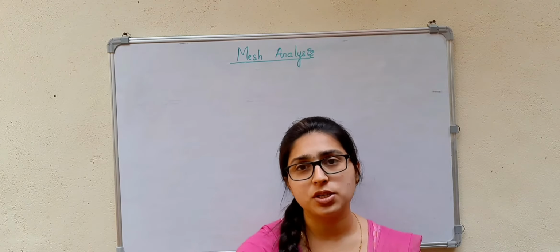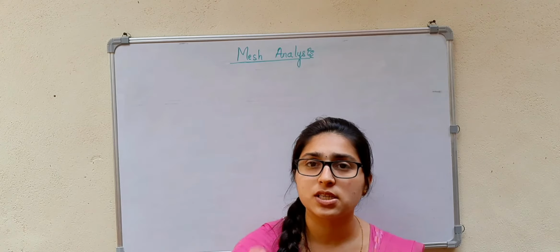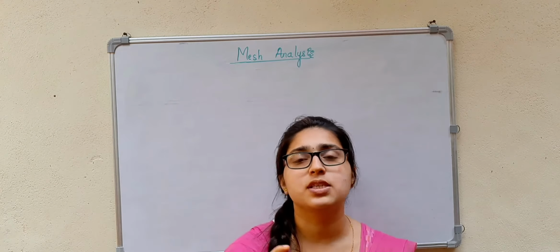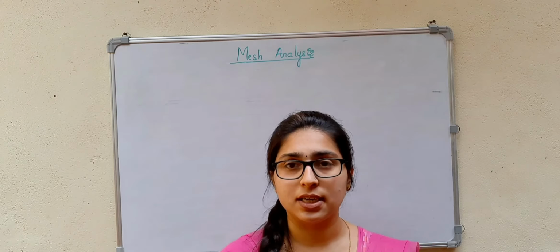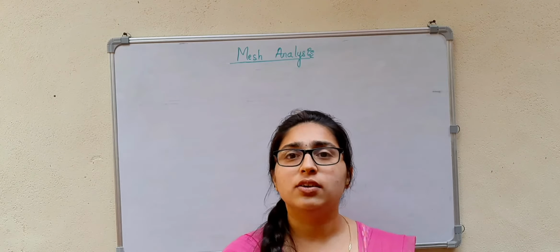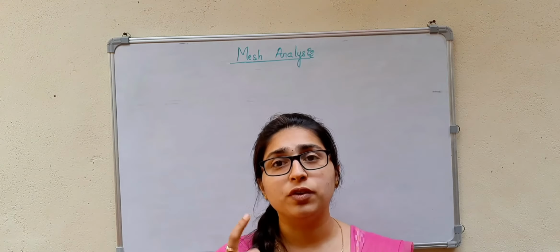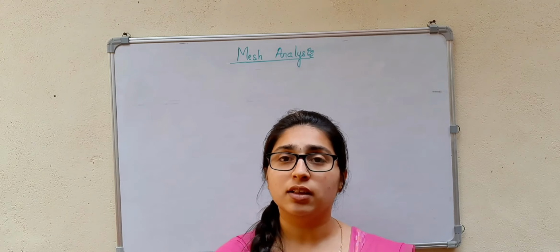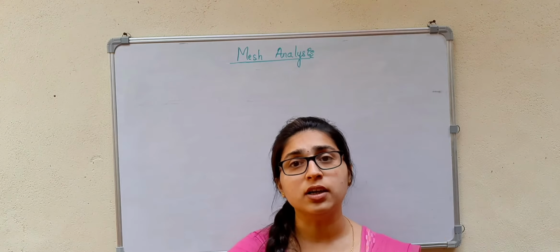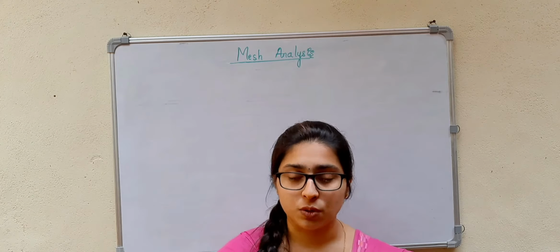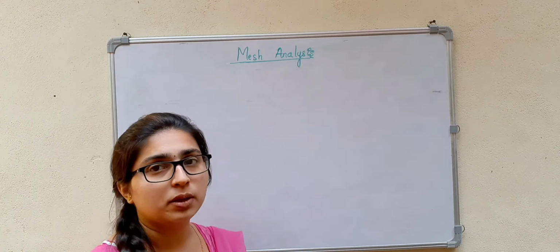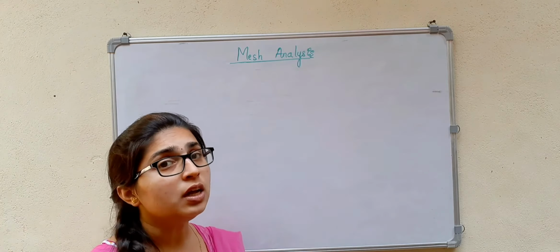So you know, mesh is nothing but a loop which does not contain any other loop inside it. Then what is a loop? A loop is nothing but a closed path in a circuit. If you are starting at a node and ending at the same node, traveling through various other nodes but without visiting any node twice, then that is called a loop. We have discussed the concept of nodes and meshes in the previous videos. So we will see about the mesh analysis, like how we are going to write the mesh equations and find out the mesh currents.